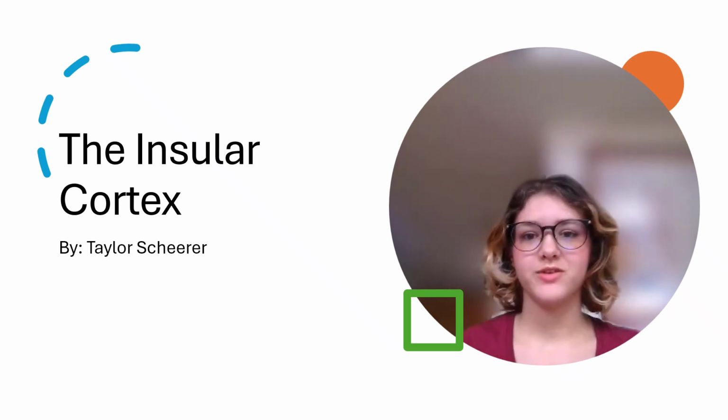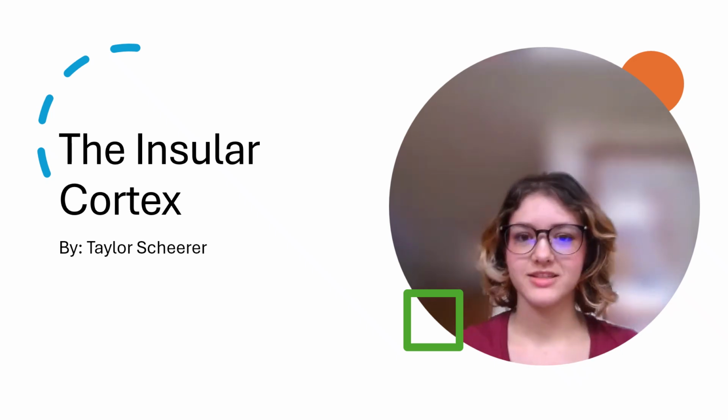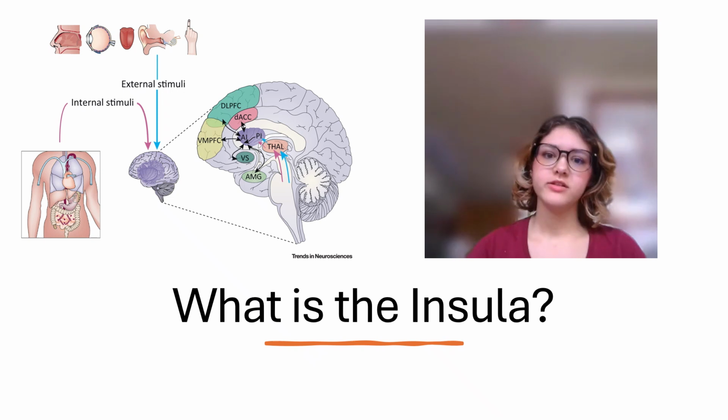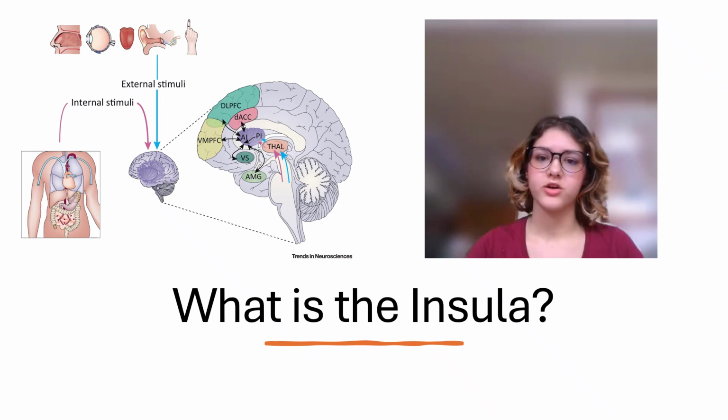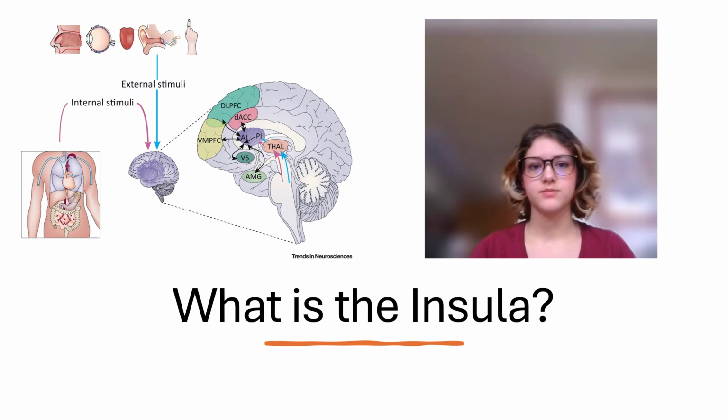I chose to discuss my favorite part of the brain, the insular cortex, in this presentation. Generally, the function of the insula is thought to combine information related to bodily sensations, emotions, and cognitive functions by integrating lower-level physiological information with higher-order cognitive and emotional processes.